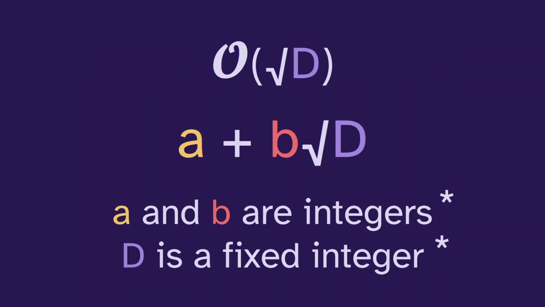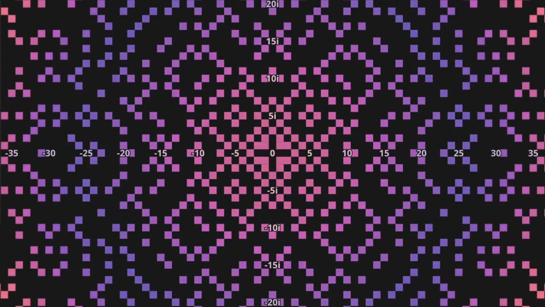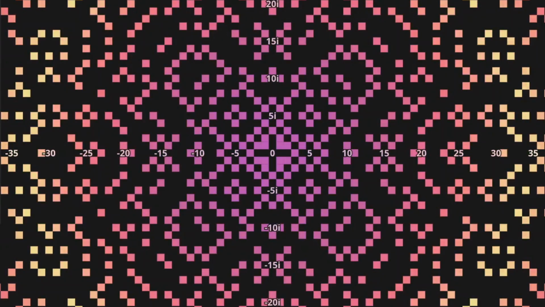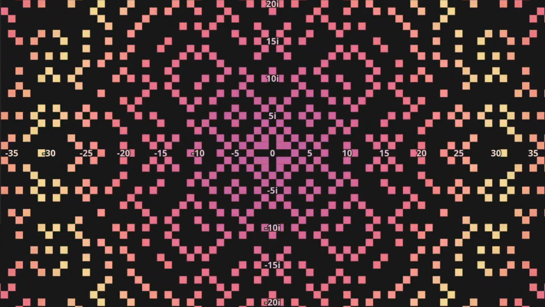And maybe the simplest example is O root negative 1. So these are the numbers a plus b root negative 1. But we typically write root negative 1 as i. This is a plus bi. And these may look familiar. They are the Gaussian integers. And I made a previous video about the Gaussian integers and how we can find Gaussian primes, which are displayed here in color. And we find Gaussian primes similarly to how we find the natural primes.